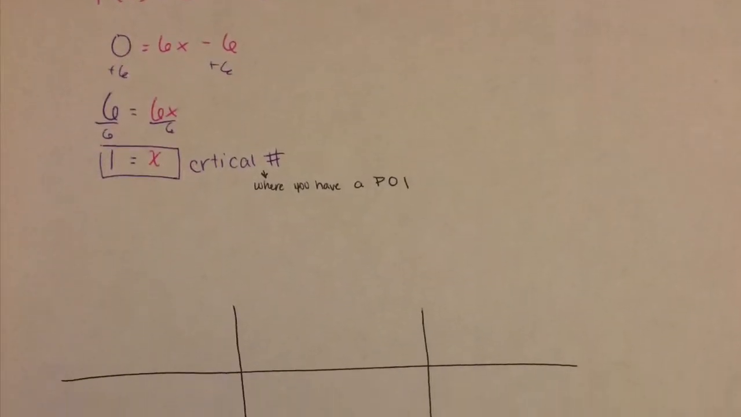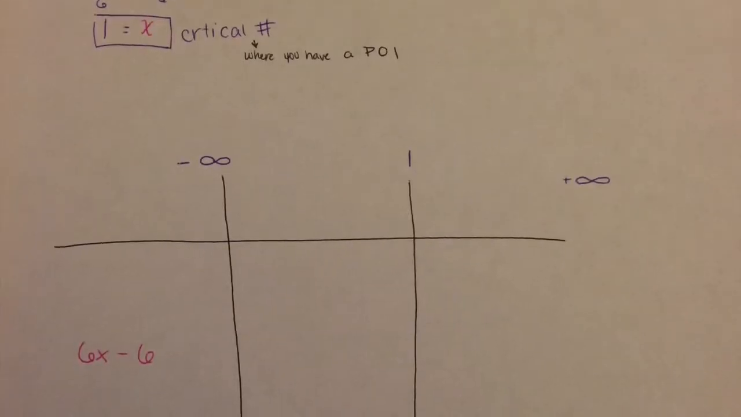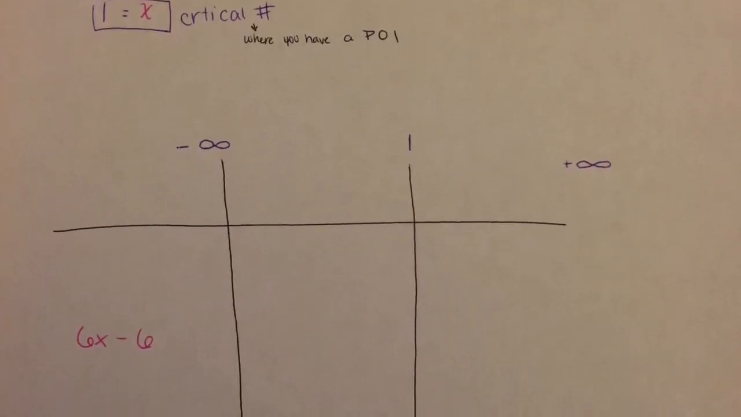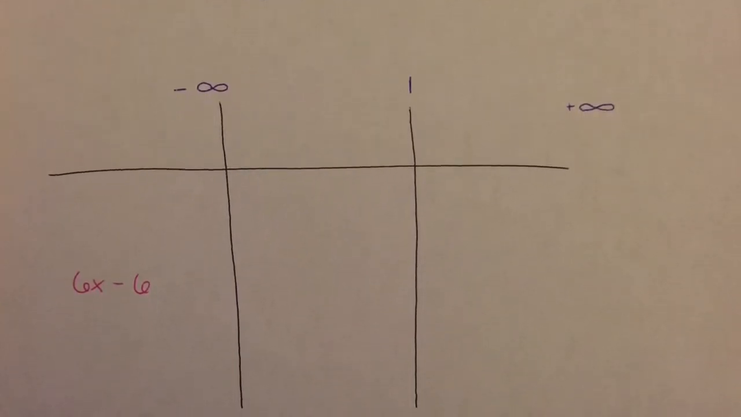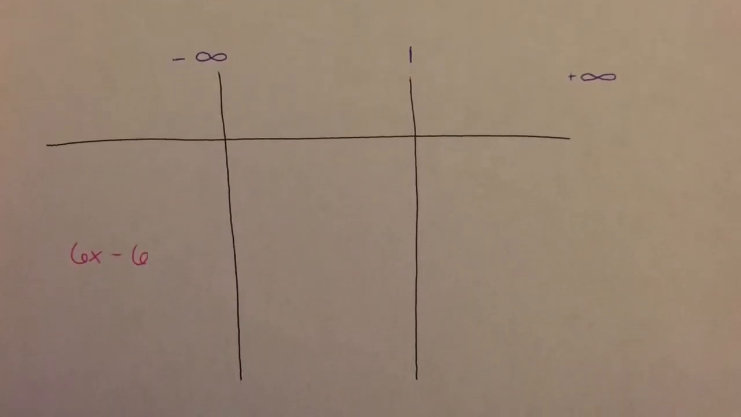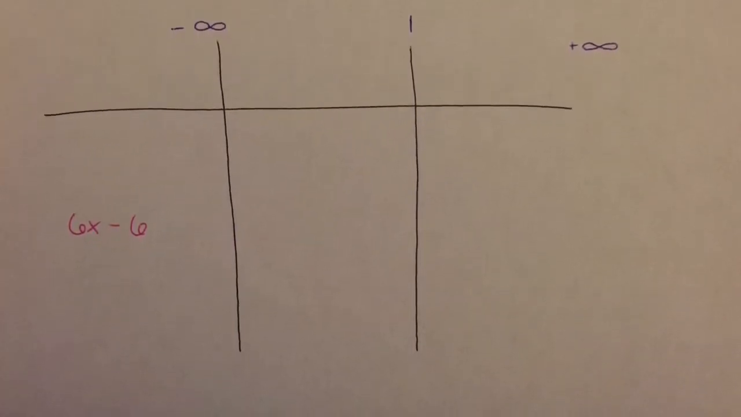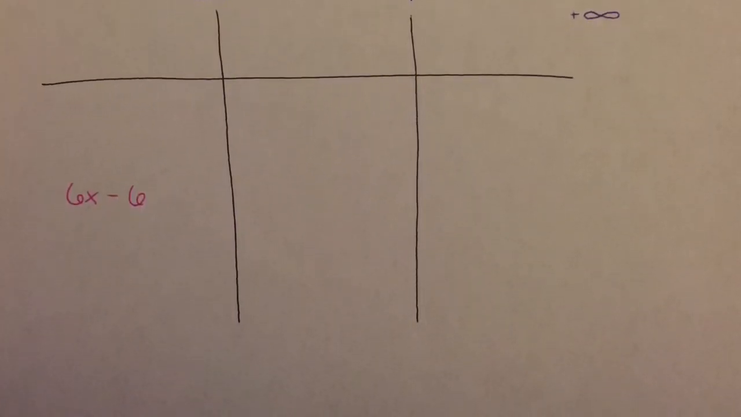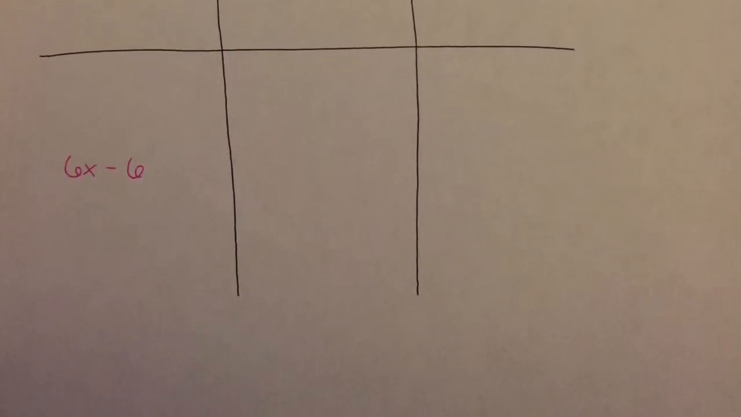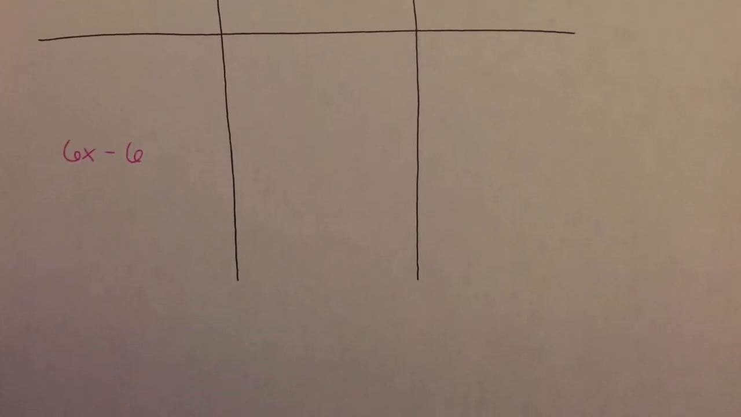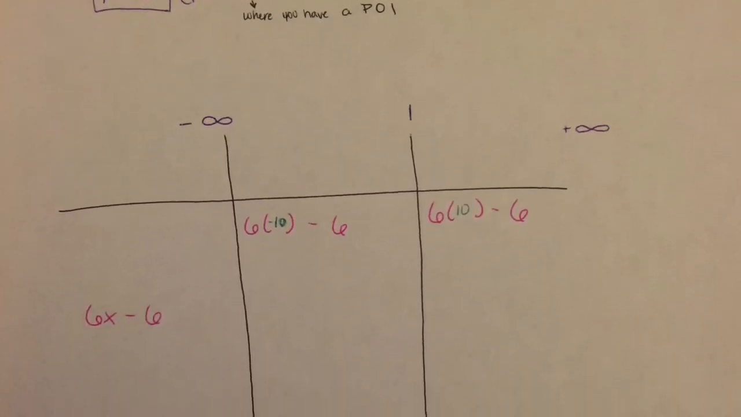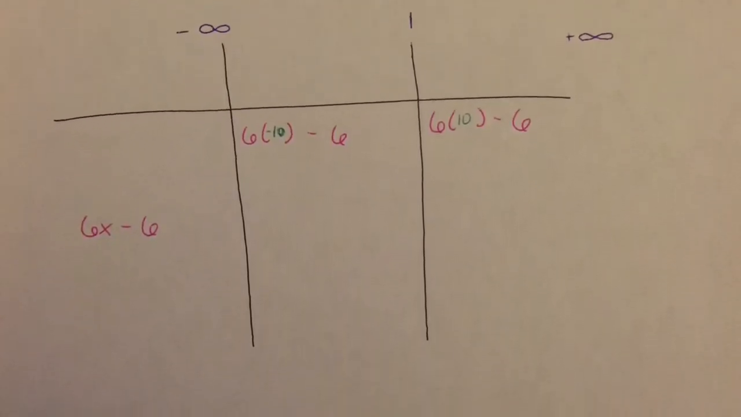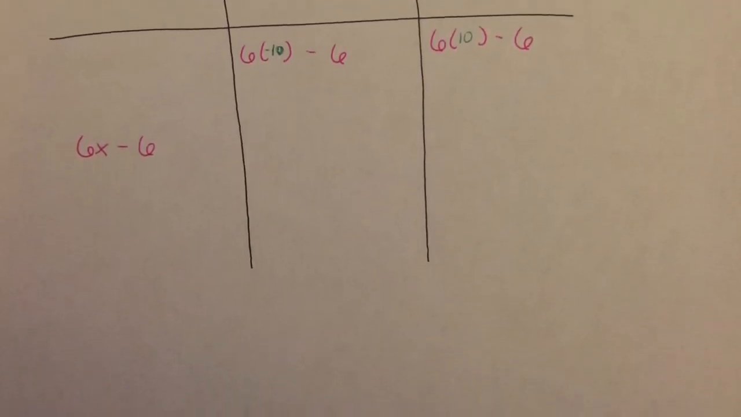Once you have found your critical number, create a chart like this. Put f prime over in the right box and put your critical number in the middle line. To the left and right of your critical number, write negative infinity and positive infinity. In the boxes below, choose a number that is really negative and really positive. I decided to choose negative 10 and 10.